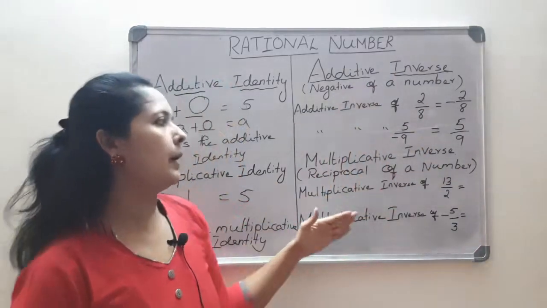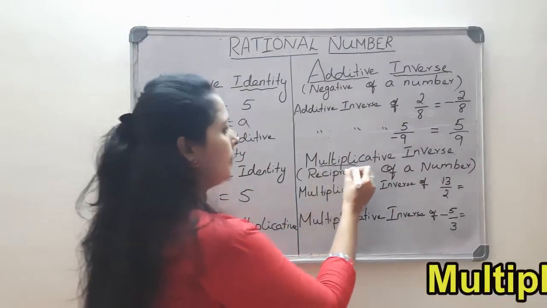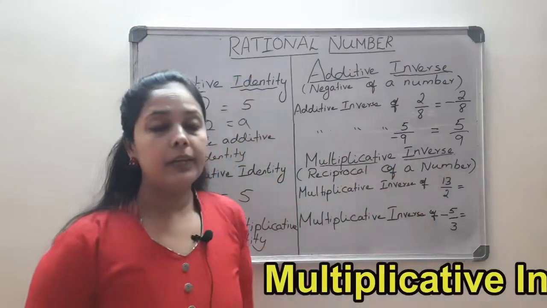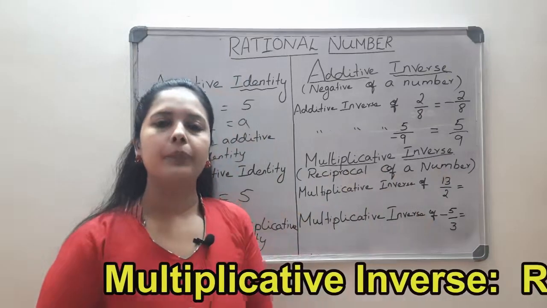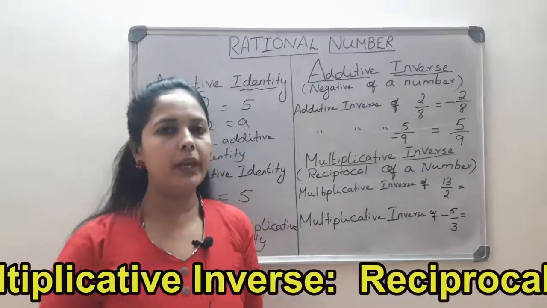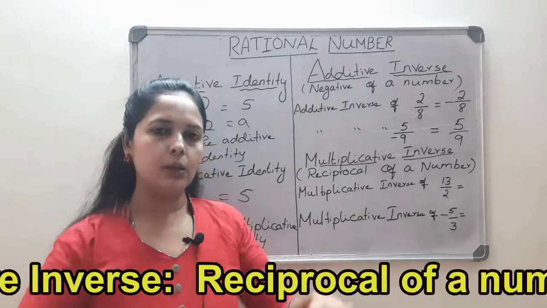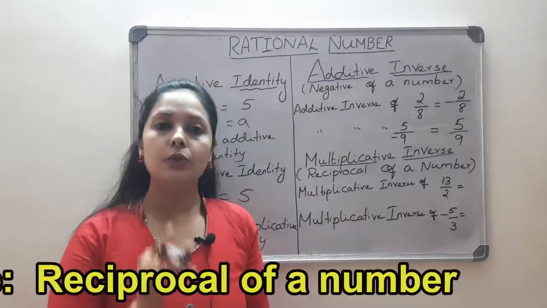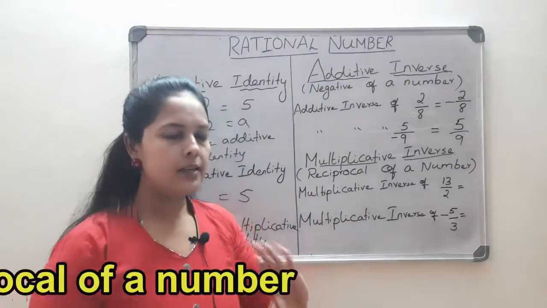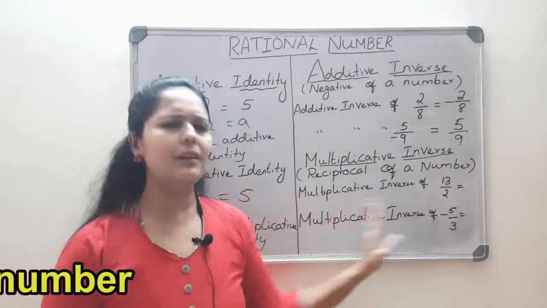Okay. Come for multiplicative inverse. What is multiplicative inverse? Multiplicative inverse is even easier. That is the reciprocal of a number. You all know what is reciprocal. Just the ulta of that number. But you should not touch the sign. Understand? Just leave the sign. Just do only the reciprocal.